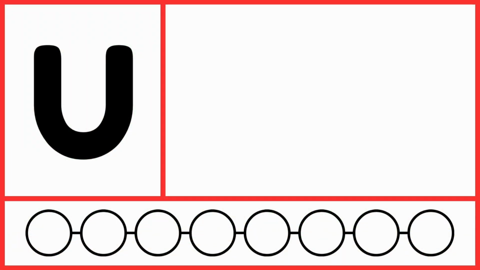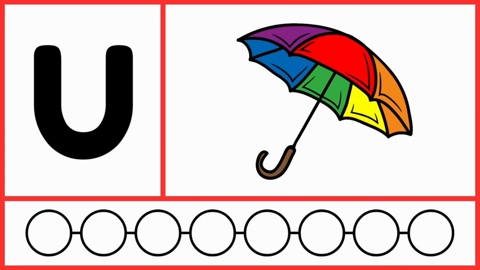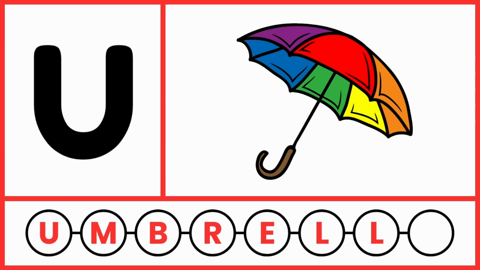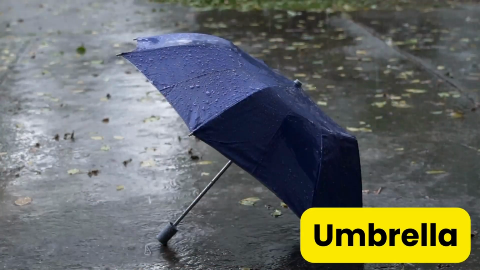U. U is for umbrella. Let's spell it. U, N, B, R, E, L, L, A. U is for umbrella. Umbrella.